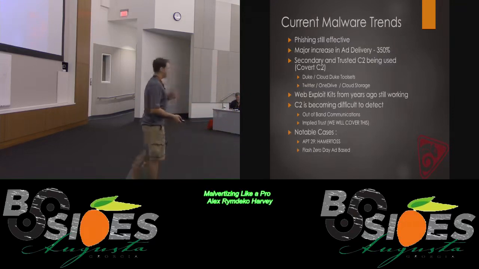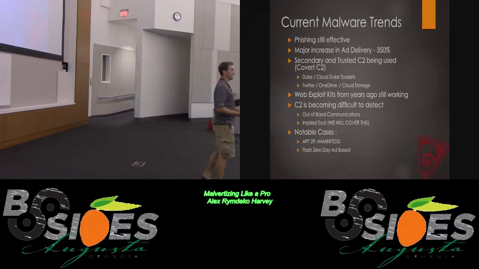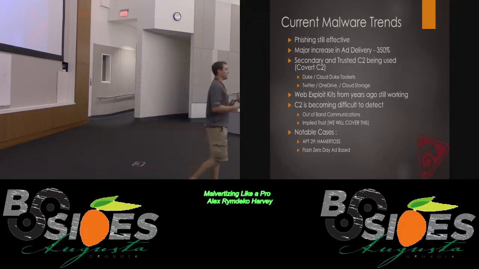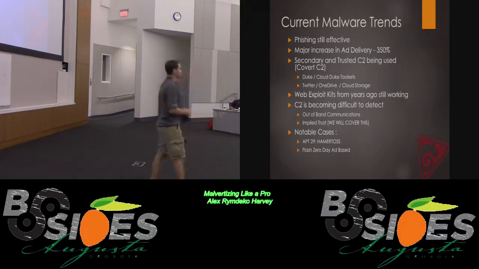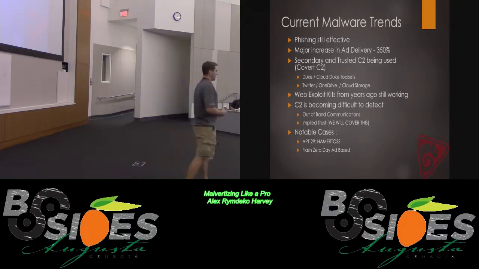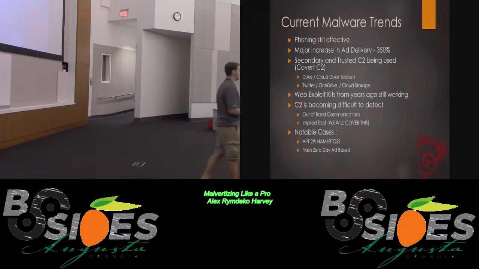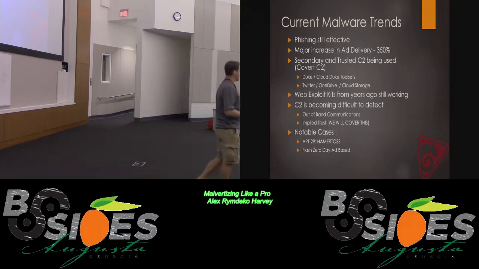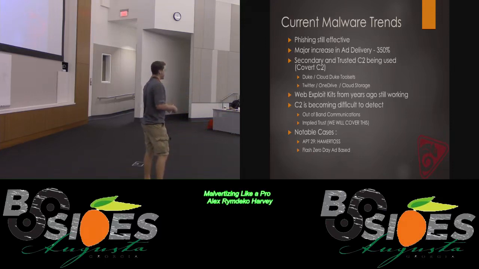So let's take a look at the current malware trends. Phishing is still very effective. I use it all the time. It gets amazing click rates. And with that comes a large increase in security products in the realm, so attackers are moving away from that. In the last year, there's been over a 350% increase with ad delivery itself. Secondary and trusted C2 sources are being used with this. Some of the most recent and interesting research has come out of the Las Vegas side with the CloudDuke tool sets and also HAMMERTOSS, things like that, using Twitter to disguise their C2.